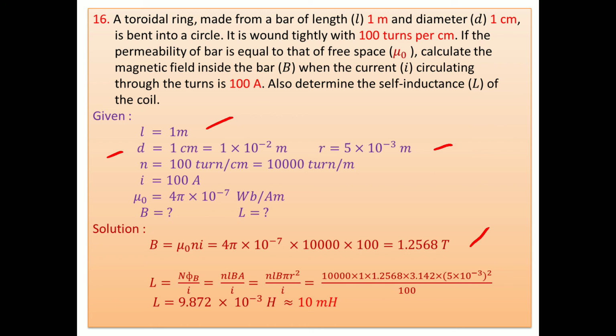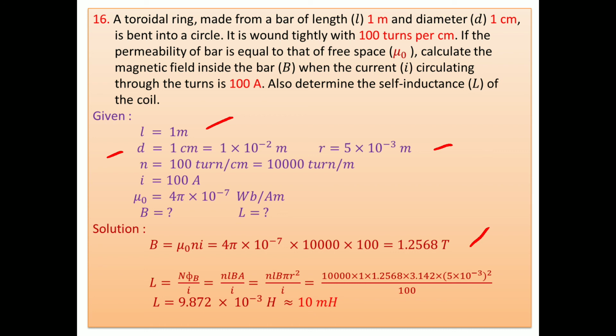And thereafter, the self-inductance of the coil is N phi B upon I, or you can take directly L equals N phi B upon I. Here N is nothing but the number of turns. You know that small n equal to number of turns per unit length. That's why you can take N is directly nL, and magnetic flux is B into A. But area is pi r square because it is a ring. That's why you can take n L B pi r square upon I.